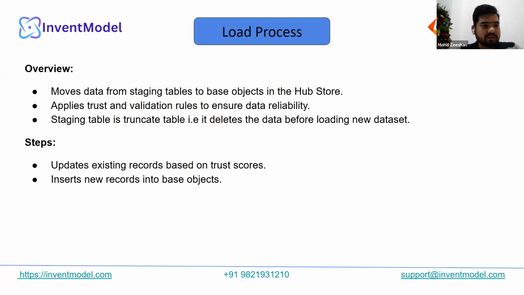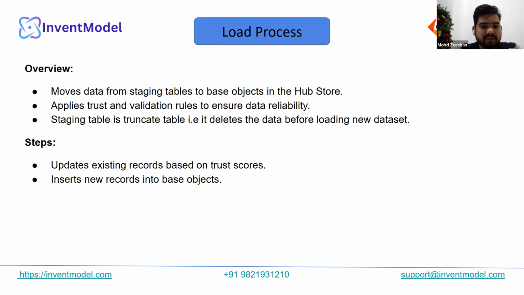Okay, then we have the load process. Load process means we want to load the data from the stage table to the base object table. This process moves data from the staging table to the base object in the Hub Store, and applies trust and validation rules to ensure reliability.